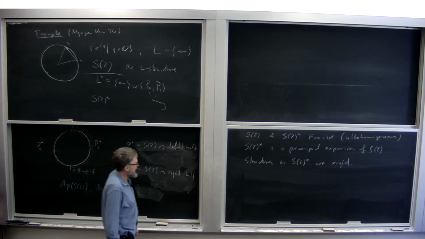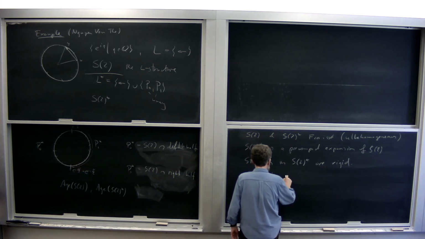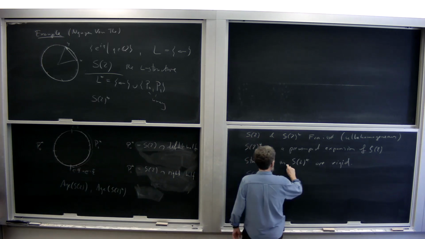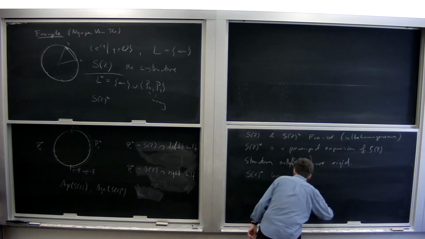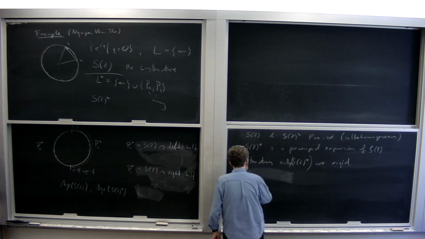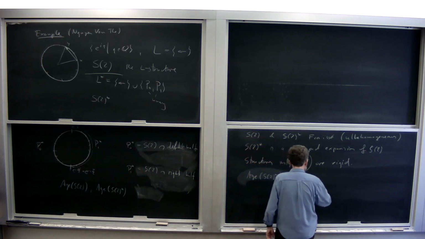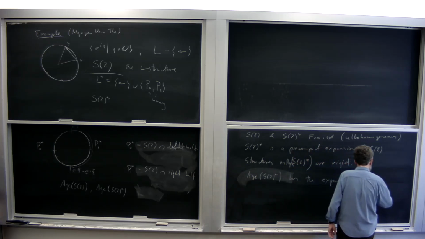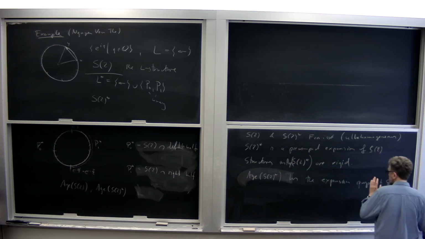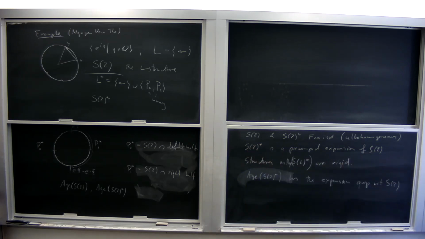What else? So I won't check these things, but S of 2 star has, or rather the age of it, I should have written here age, the age of S2 star has the expansion property with respect to S of 2. So let's look at it roughly. Why would that be the case?